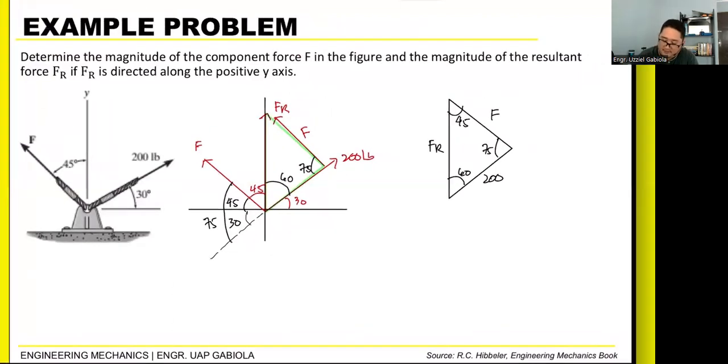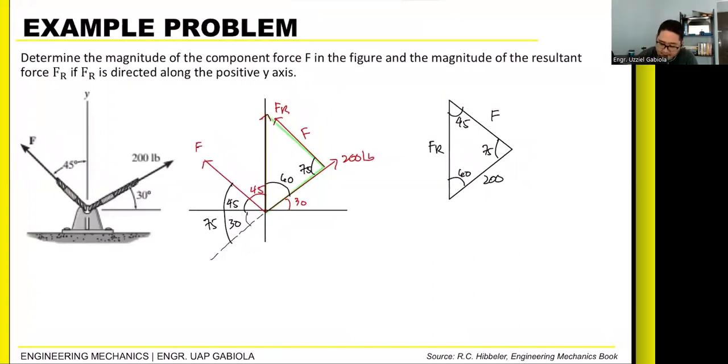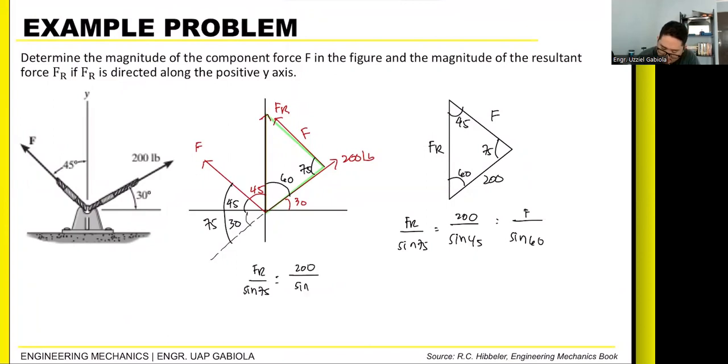So to solve for the value of F and FR, we can use sine law na agad. Okay? Again, sine ng side over sine ng katapat na angle equal sine ng side over tapat na angle. Okay? So FR over sine 75 equals to 200 over sine 45 equals to F over sine 60. Okay? So, FR muna tayo. So, FR is equals to 200 sine 75 over sine 45. So, pag kinuha natin yung value niyan, this is 273 pounds.